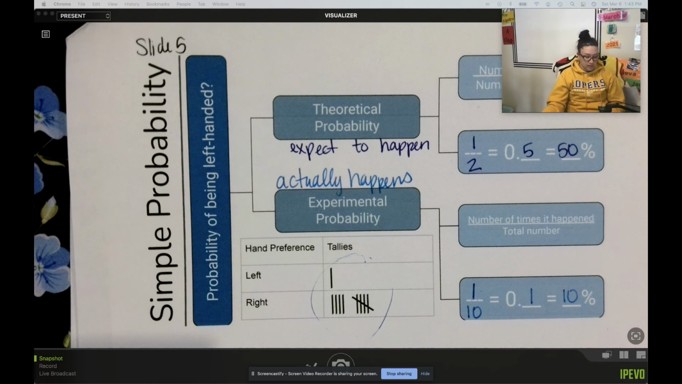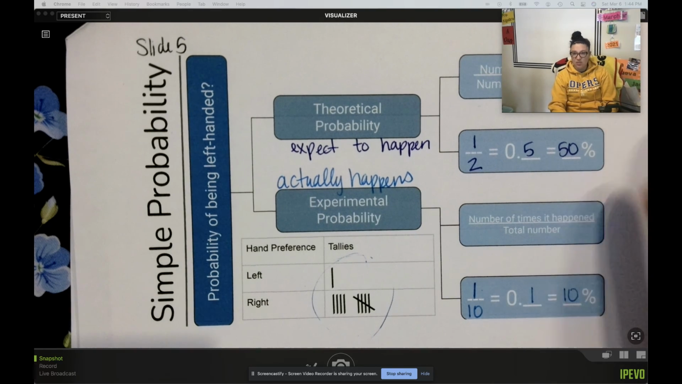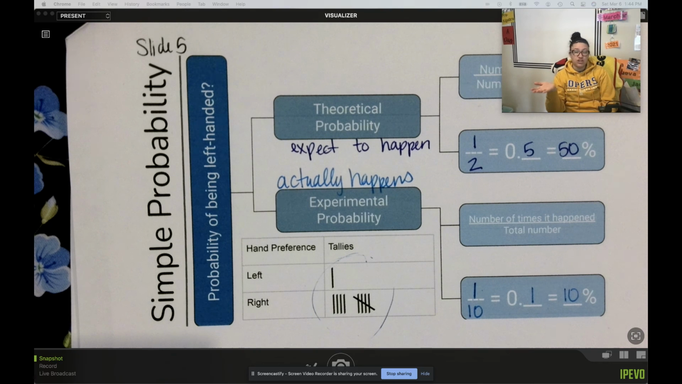So let's go ahead and go down to the next slide, and we're going to talk about how we would describe this probability. Instead of just giving numbers like that, we're going to turn it into words to talk about the probability.